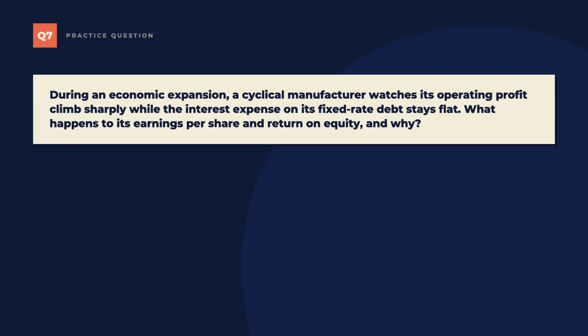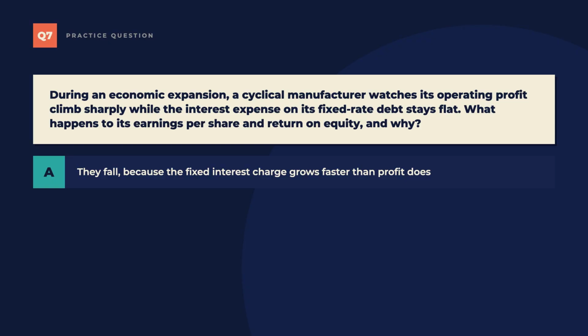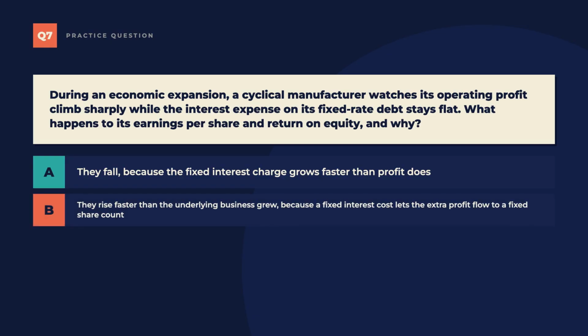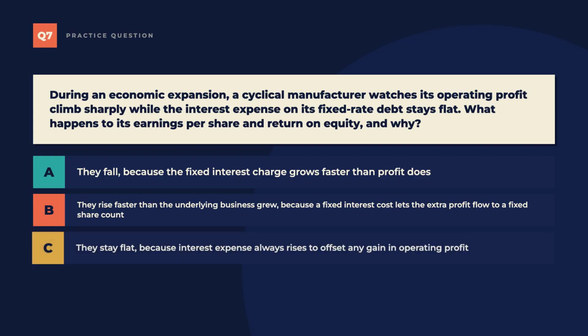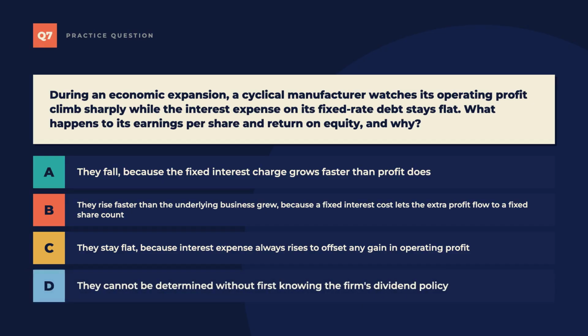Your options are: A. They fall because the fixed interest charge grows faster than profit does. B. They rise faster than the underlying business grew, because a fixed interest cost lets the extra profit flow to a fixed share count. C. They stay flat because interest expense always rises to offset any gain in operating profit. D. They cannot be determined without first knowing the firm's dividend policy. Don't overthink it. Which one feels right?